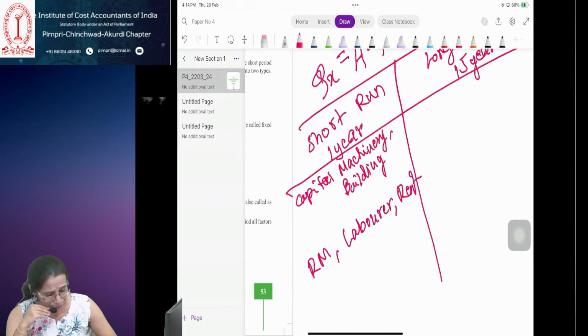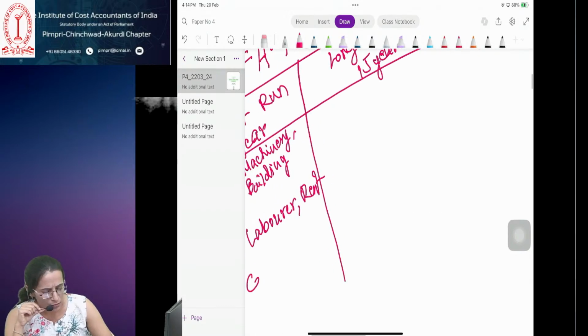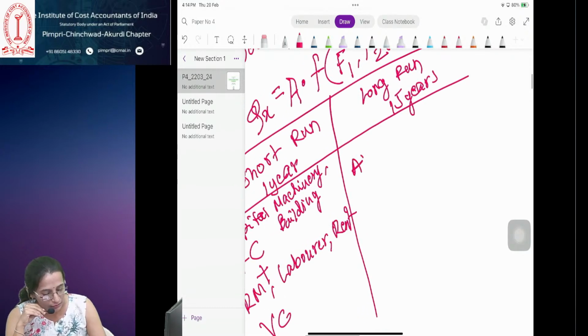So in the short run, we will have machinery and buildings also. So we have fixed cost, right? And what are variable costs? Raw material costs, labor, and rent are variable costs, right? So we have both variable cost and fixed cost in the short run. But what happens in the long run is, all costs are variable.